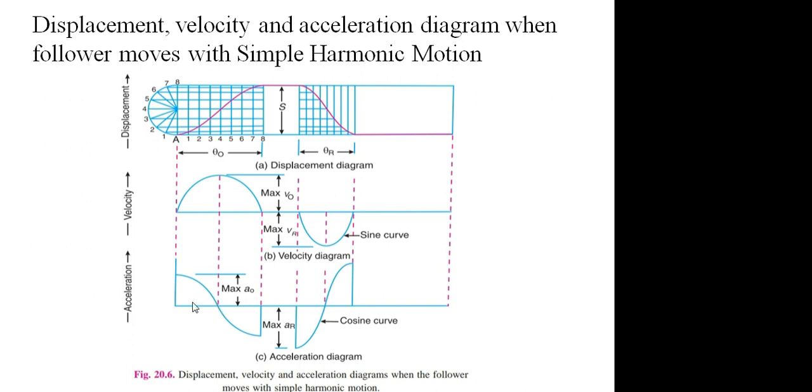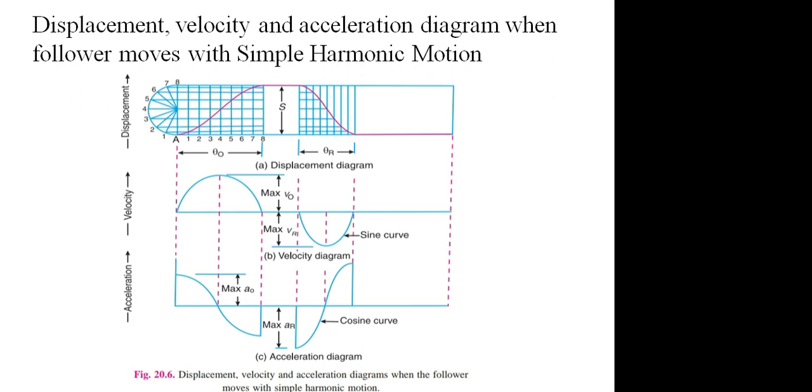Again by taking some suitable scale, mark the points here at the start and end of the outstroke and return stroke and draw the smooth curve, which will become a cosine curve. So this is the displacement, velocity and acceleration diagram for a follower when the follower moves with simple harmonic motion.